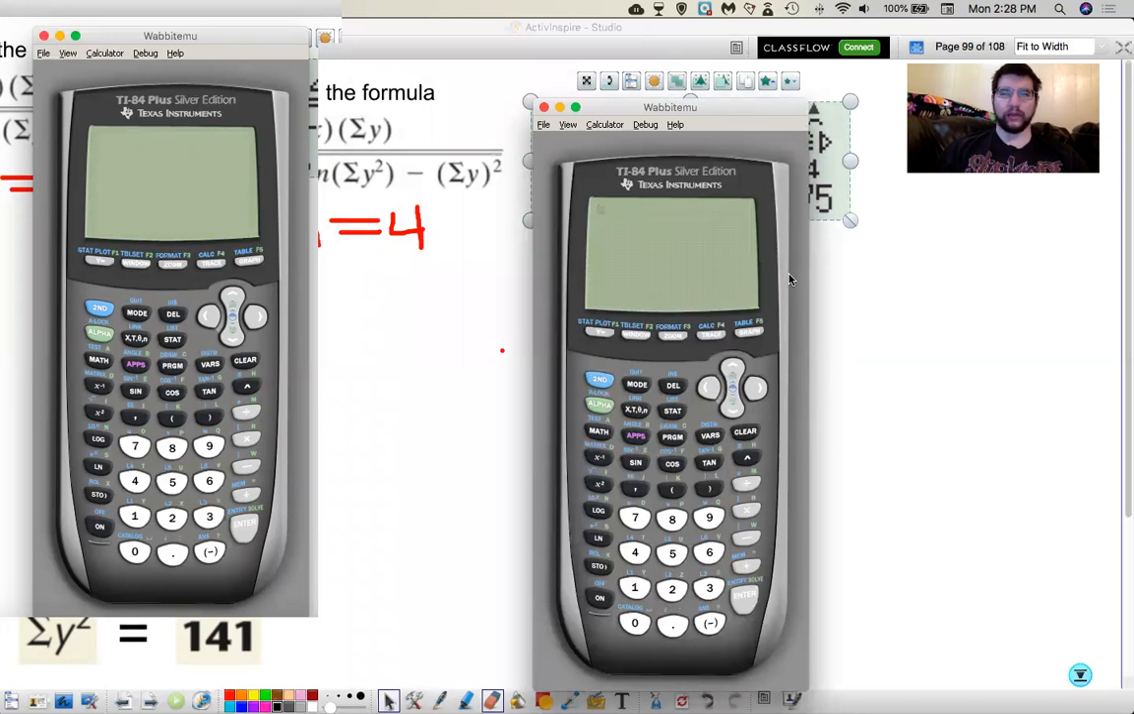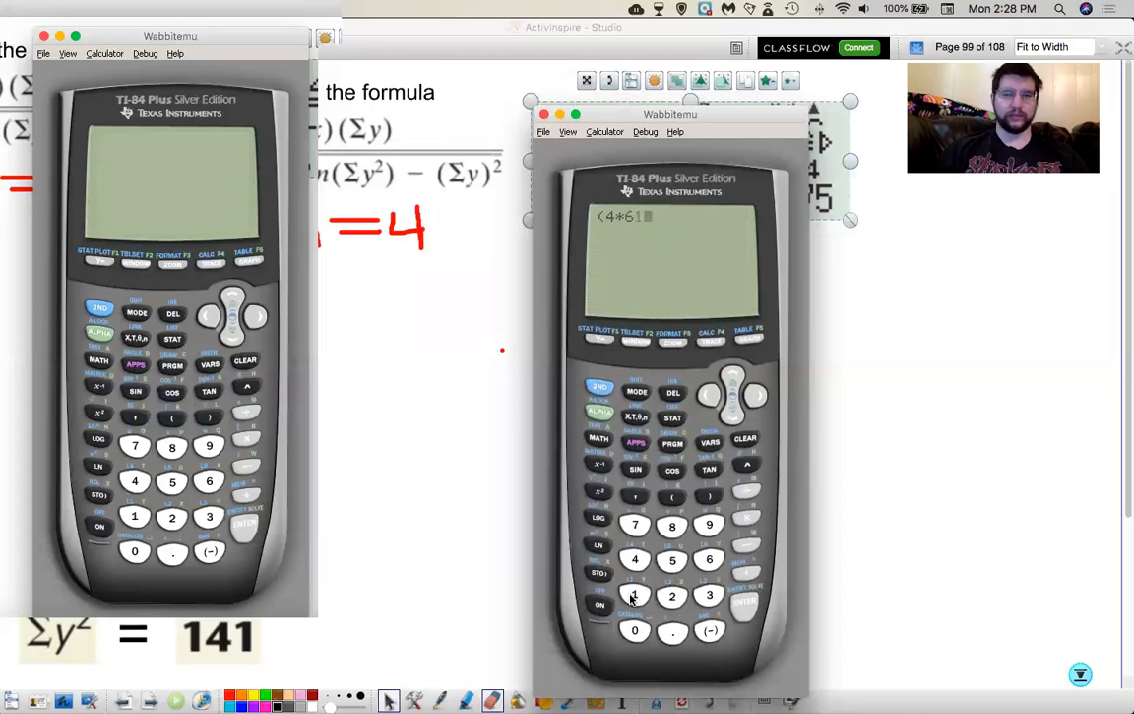Okay, so whenever we're typing things in, start with parentheses for your numerator. Then type in your numerator, adding parentheses as needed. 4 times 61 minus 12 times 23. That's the end of my numerator. Put a closed parenthesis. Put your fraction bar, and open a parenthesis for your denominator.